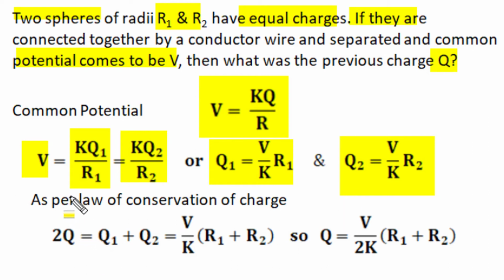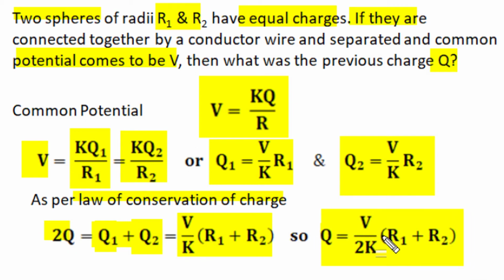And if we apply the law of conservation of charge, then in this charge transfer process, before transfer both spheres of radius R1 and R2 initially had identical charge capital Q, and the sum of the two charges is 2 capital Q. Finally the sphere of radius R1 got Q1 charge and the sphere of radius R2 got Q2 charge. Then the sum of charge after equalization of potential and before connection remains the same, and if we replace Q1 and Q2 in terms of the common potential, then we can find the previous charge Q as common potential V divided by 2K multiplied by R1 plus R2.